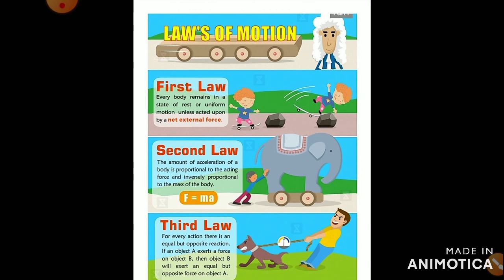Now we will see the second law. The acceleration of a body is proportional to the acting force and inversely proportional to the mass of the body. I'll give you an example so you can easily understand. Take bicycle riding. With your leg you are giving some pressure and exerting some force on the pedal. When you exert some force, the cycle starts to accelerate. Accelerate means it moves. So this is how the second law works.